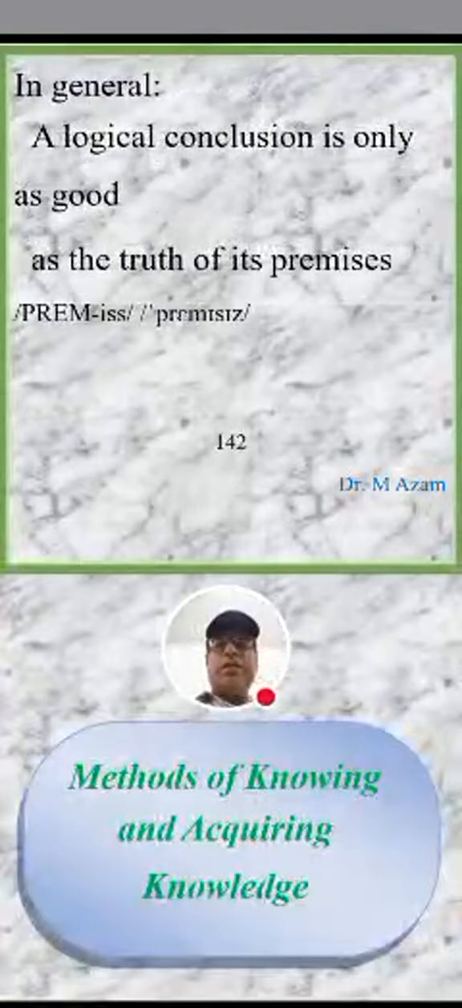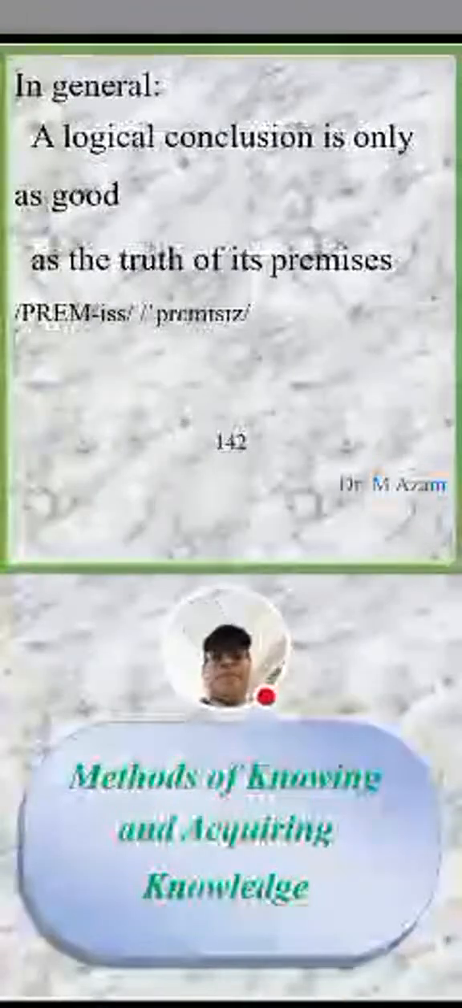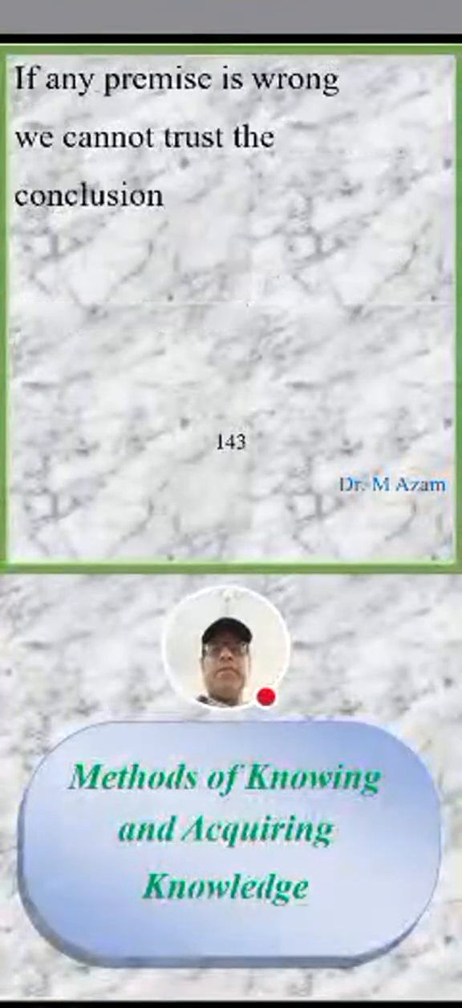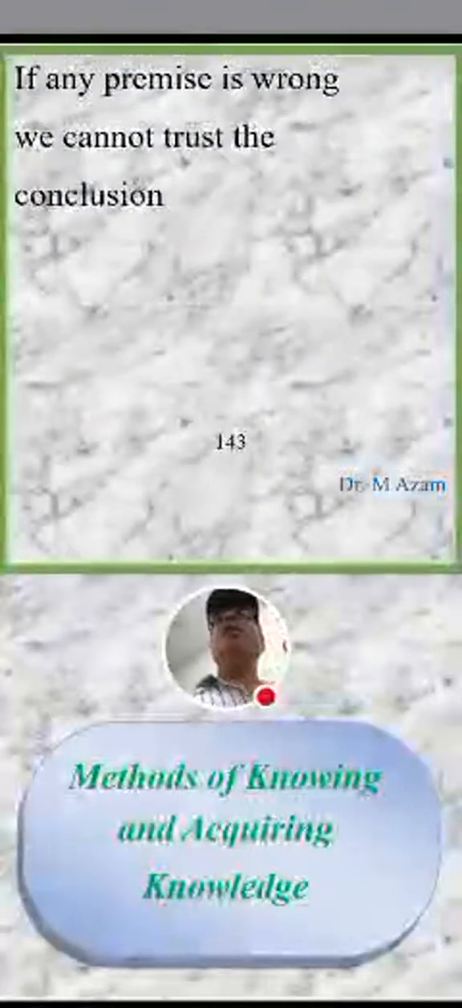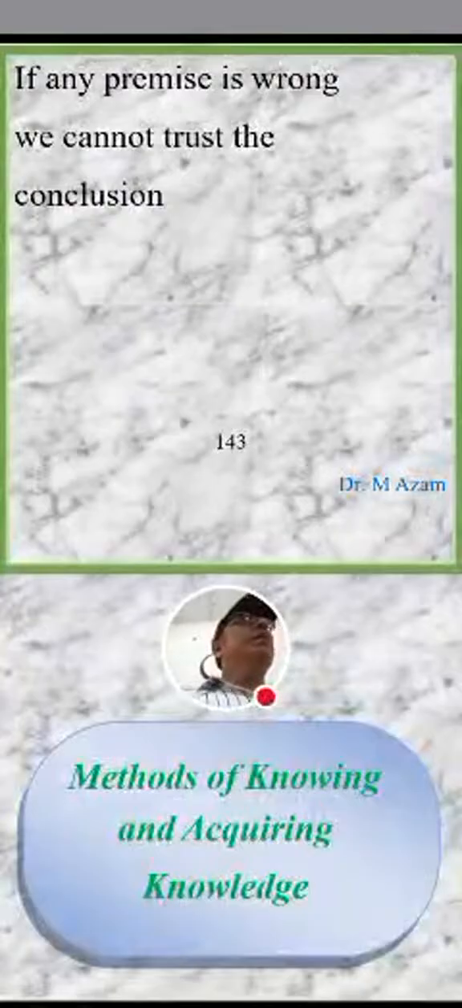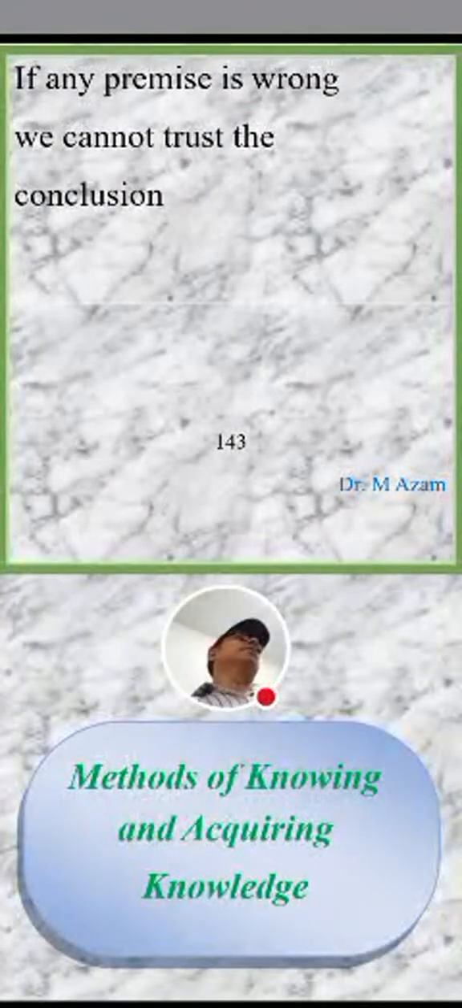In general, a logical conclusion is only as good as the truth of its premises. So if the premises are true, the conclusion is likely to be true. But if the premises are not true, the conclusion will not be true. It cannot be true. If any premise is wrong, we cannot trust the conclusion.